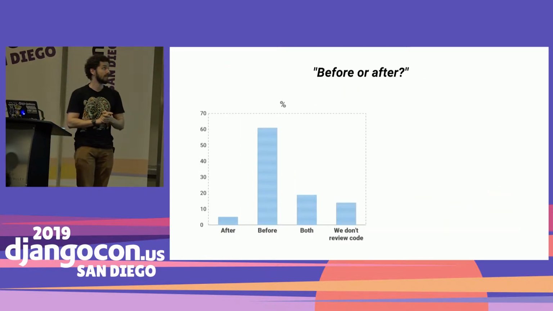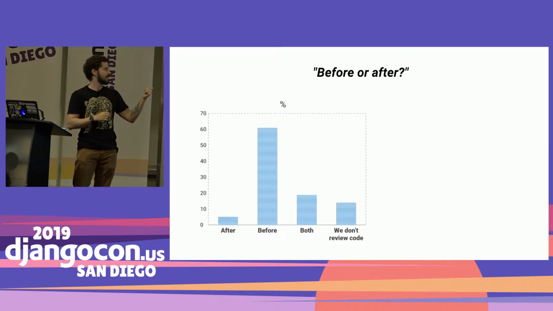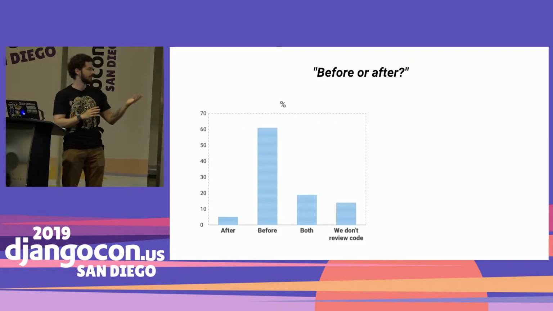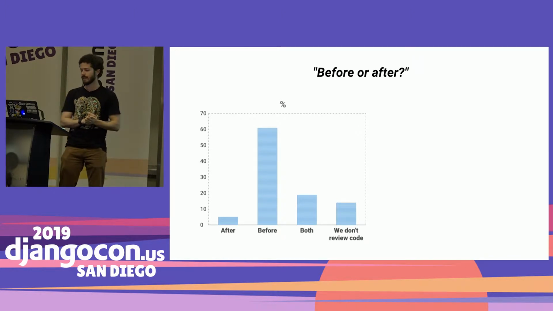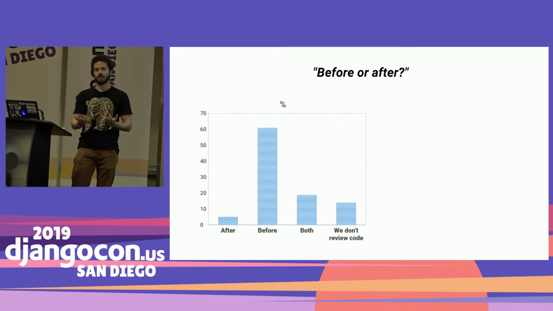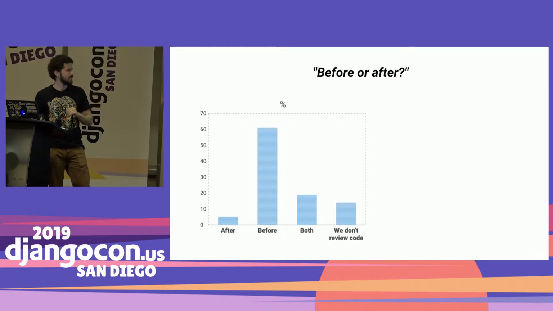They were also asked if they would review code before or after deploying the code to production. I know it's a weird question for some of us. Some people review the code after deploying to production. Most of the people review it before. A weird amount of people review it both after and before the deploy to production. And a similar number of people don't review code at all.